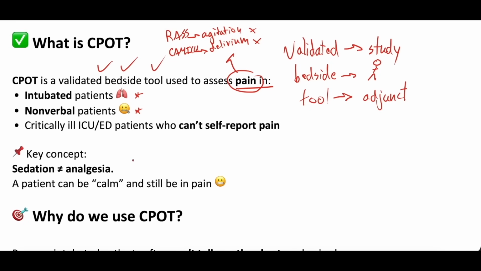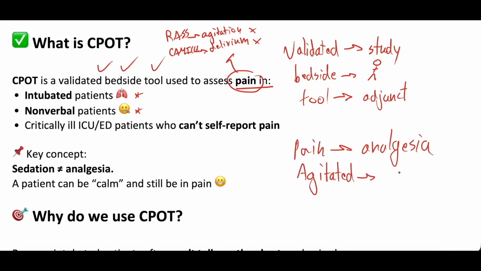Okay, so key concept: sedation does not equal analgesia, right? If you're in pain, the treatment is, well, other than also discovering why they're in pain, but the treatment for the pain is analgesia. If you're agitated and it's not because of pain, the treatment might be sedation. And if you're delirious, the treatment, although maybe related to these two things, is not necessarily those two things. So all these are separate syndromes that we approach differently.